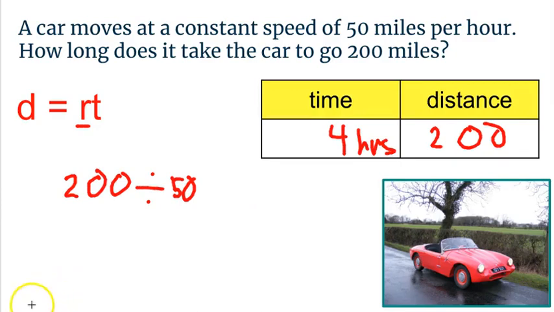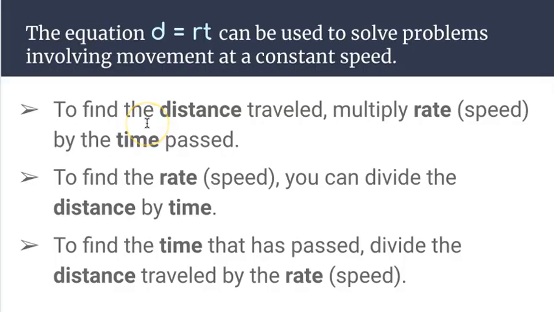Okay, quick little review. So you might want to jot these down to help you if you can't remember. For distance, that's rate times the time. For the rate, you take the distance divided by the time. So that's how you get your miles per hour. To find the time that has passed, you take the distance and divide it by the rate or the speed. Okay, let's dig into some other ones here.